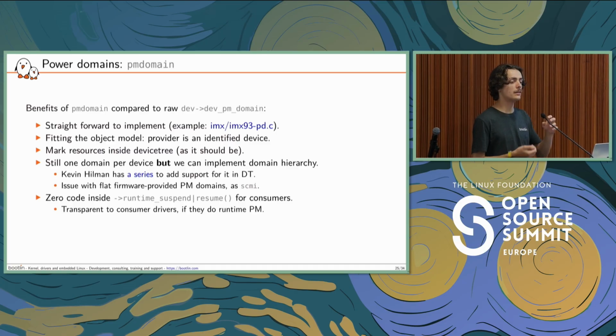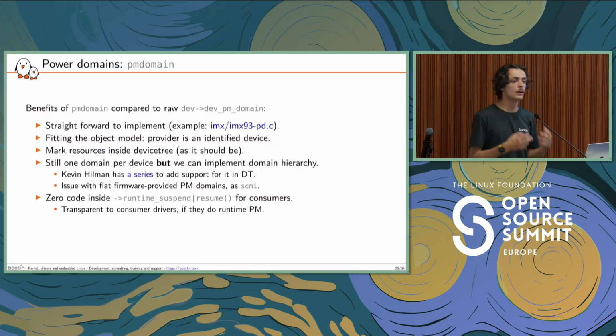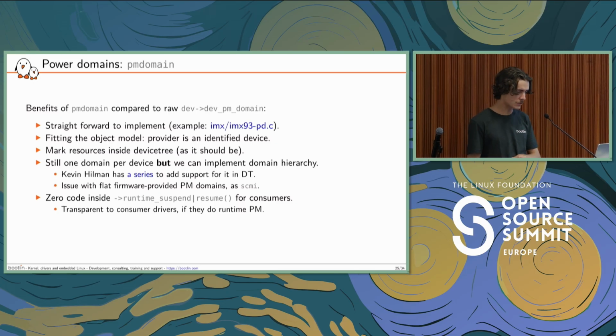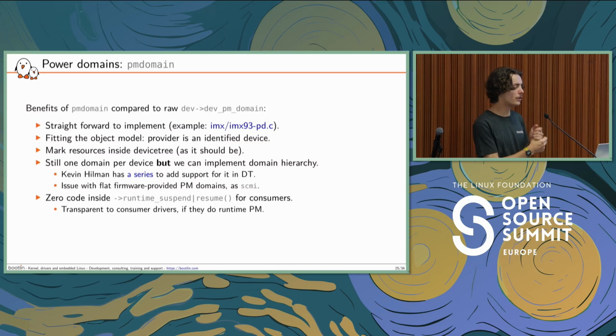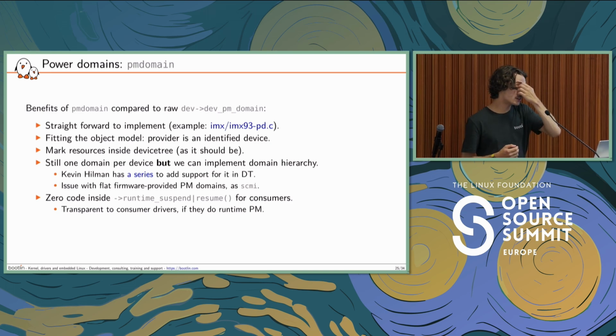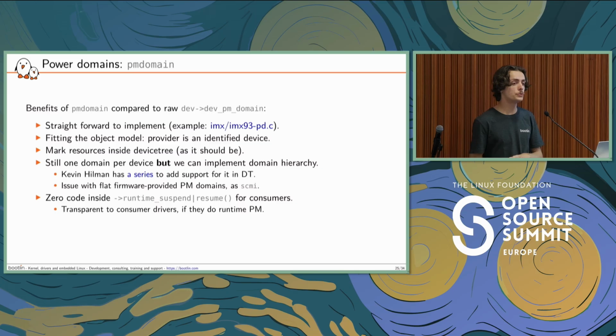That means you can say some domain has subdomains, and then at the end you have devices. So it's a tree with your leaves being your devices. Kevin here has a series to add better support for domain hierarchy inside the DT, the device tree. What he faced as issues was that you have domain hierarchy, which is great. You want to use that because it models your hardware better.